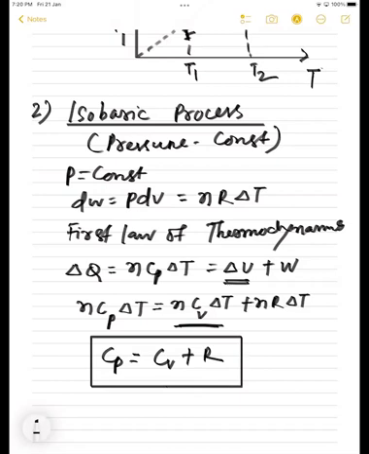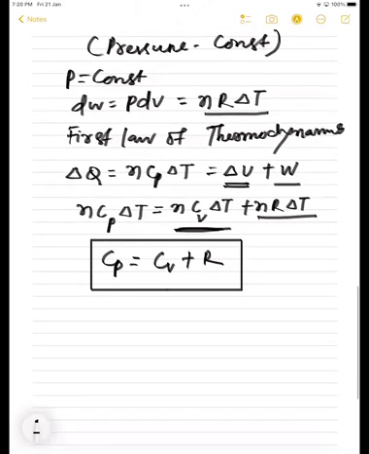Students, first law: delta Q is equal to delta U plus dW. And delta U is how much here? nCv delta T. And W we found how much? nR delta T. Delta T you cancel from all, n you cancel from all. Will you get Cp is equal to Cv plus R? Yes or no?